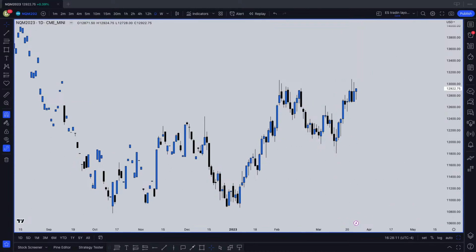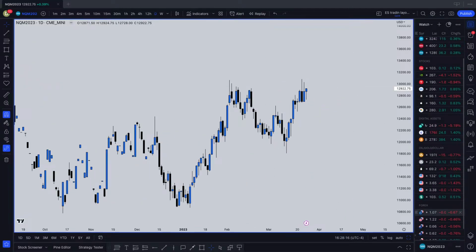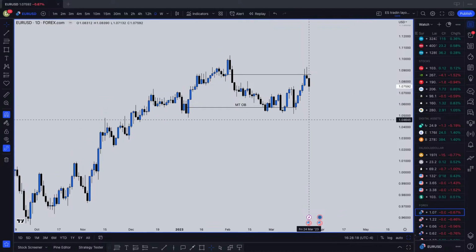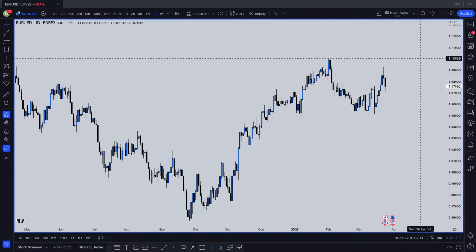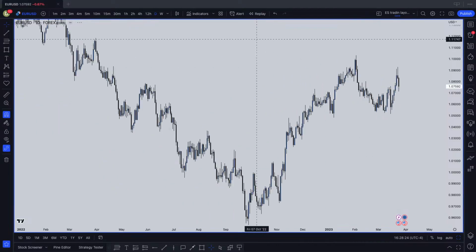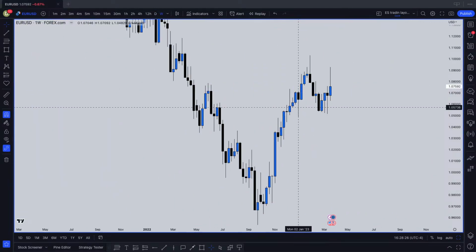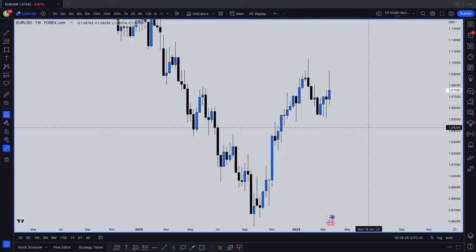So I believe someone wanted me to take a look at the euro and the British pound. I know we have quite a few Forex traders in the group, so I'll be sure to start including this in every week's analysis. So looking here at the euro, very similar to what we're seeing in the dollar index.